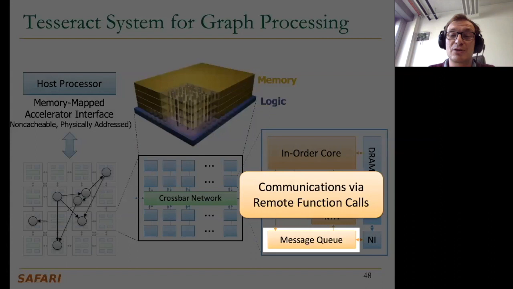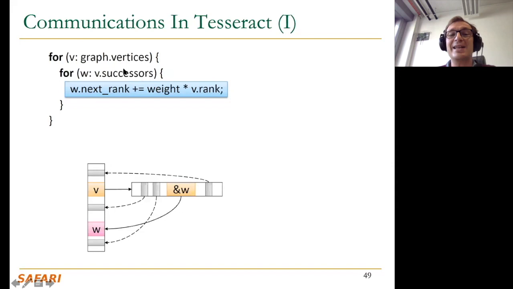So let's take a look at that a little bit. So this is the PageRank computation, the core computation. You're updating the rank clearly based on the weights of your neighboring nodes. Now they could be in different vaults, as you can see.